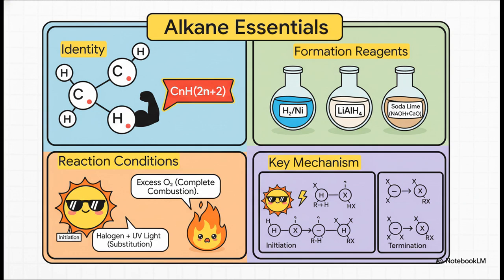How do you form them? Lock in those reagents: hydrogen and a nickel catalyst, LiAlH4, and soda lime. How do they react? Remember the conditions: excess oxygen for complete combustion and a halogen plus UV light for substitution. And that all-important mechanism? Free radical substitution, with its 3 steps: initiation, propagation, termination.